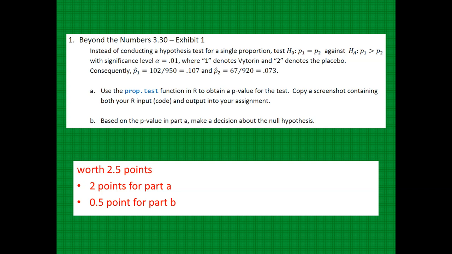So you're going to use that, and then the first argument, you have to use the combiner, the c, to put the two numerators together. The second argument uses the combiner to put the two denominators together. Then you have to specify the alternative, well, the inequality that's in the alternative, and then you have to turn the Yates continuity correction off.